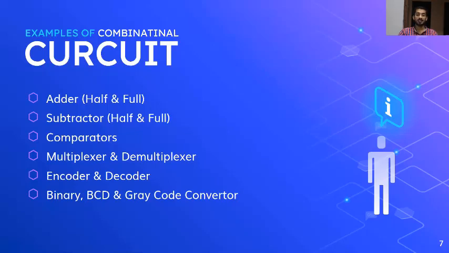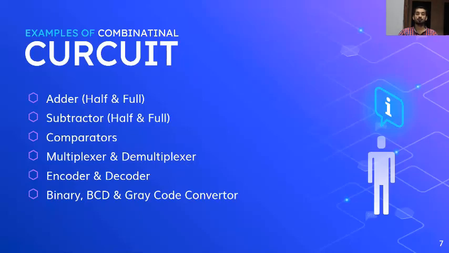We have a second combinational circuit, that is subtractor. It could be half subtractor or full subtractor. It performs the subtraction operation. It can be half and full, as I said. So half subtractor gets 2 inputs, whereas full subtractor gets 3 inputs. So adders and subtractors perform arithmetic operations and are usually used in the arithmetic logic unit.